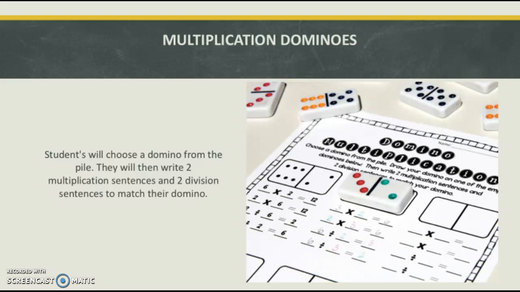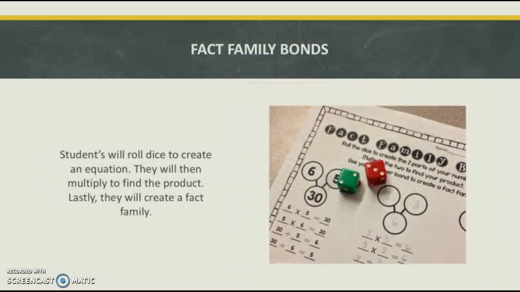And the last activity is the fact family bonds. It's kind of similar to the last activity, but students will be doing this with dice instead. They'll have to roll the dice to create an equation, then they'll multiply to find the product, and then lastly create a fact family. So they'll have to do multiplication and division. And this is my math center.